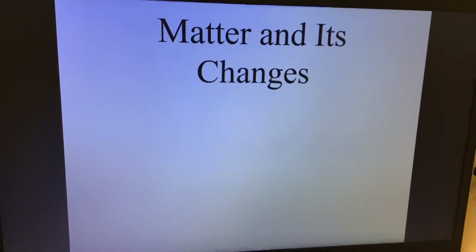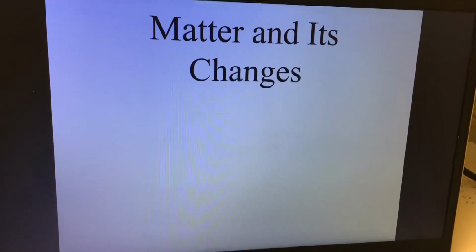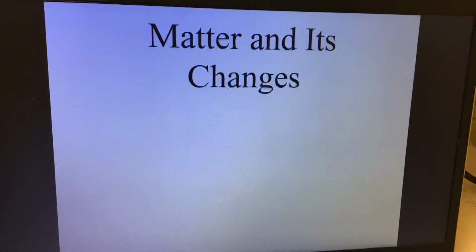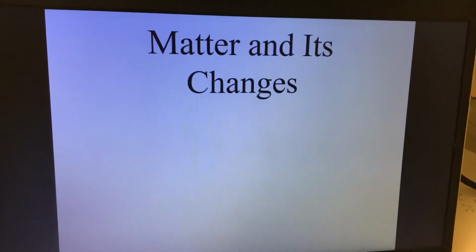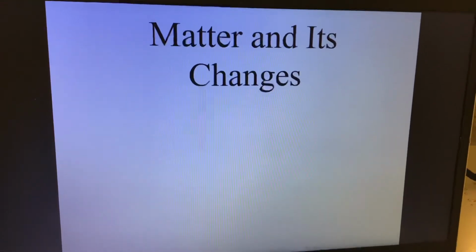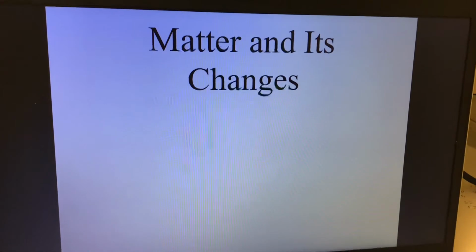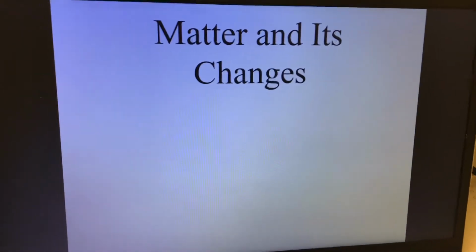Today we're going to start a new chapter, Matter and its Changes. So take a moment, write this down. Matter and its changes. So we're going to talk chemistry this chapter. This is something a lot of you guys will be taking in high school, so I think it's a good idea just to have a little bit of background on it in junior high.